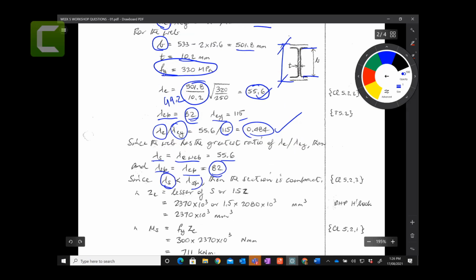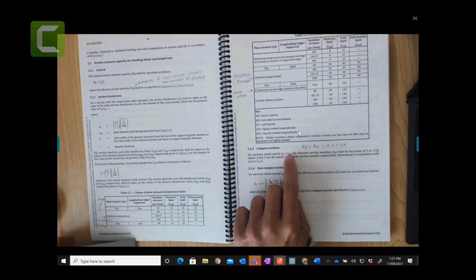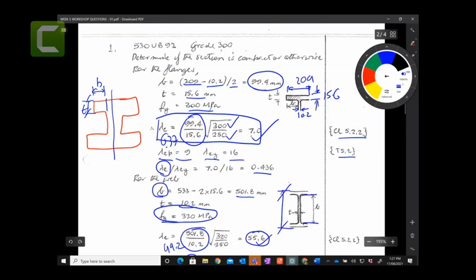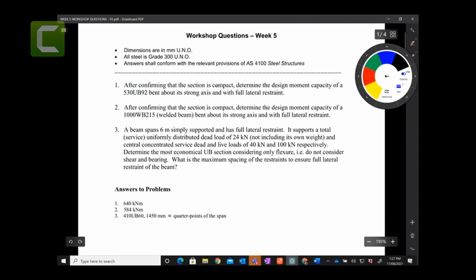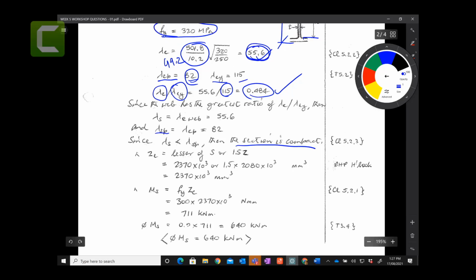Since lambda S is less than lambda SP, then the section is compact. Where is it written? Here you go. Compact section. When your lambda S is less than lambda SP, then your section is classified as compact. And that's what the question is asking us to do: prove whether the section is compact or not. And we prove it because our lambda S value, that is for our web, because the web has the highest ratio, is 55.6 and lambda SP value is 82. So 55.6 less than 82, then the section is compact.